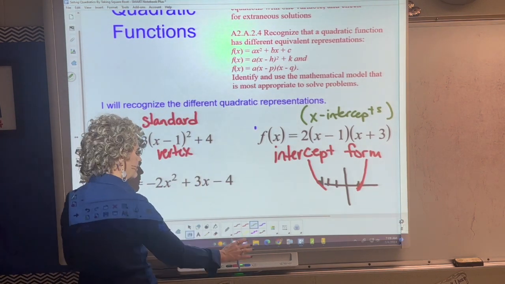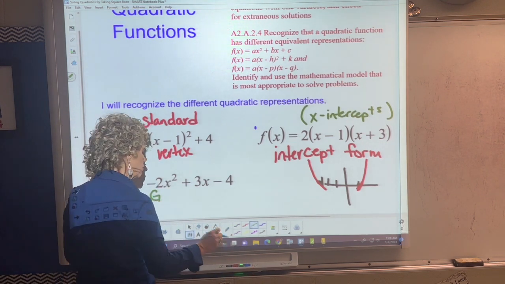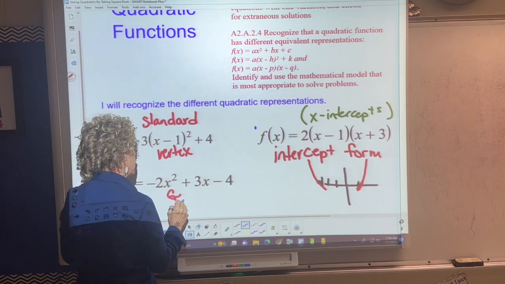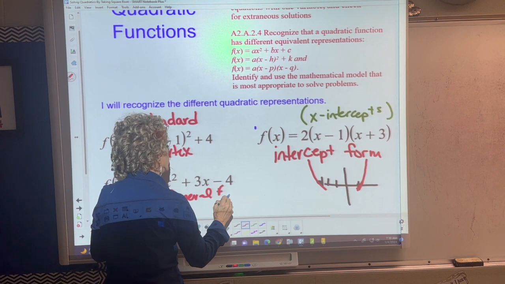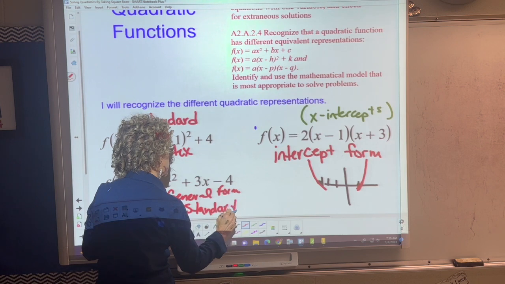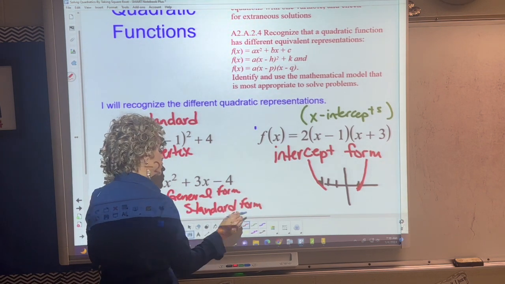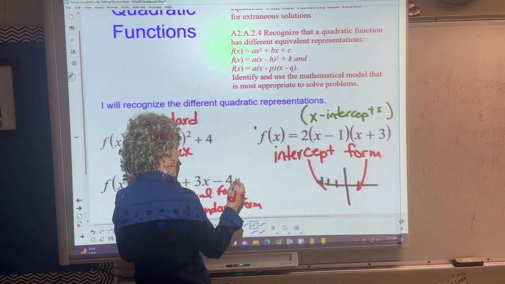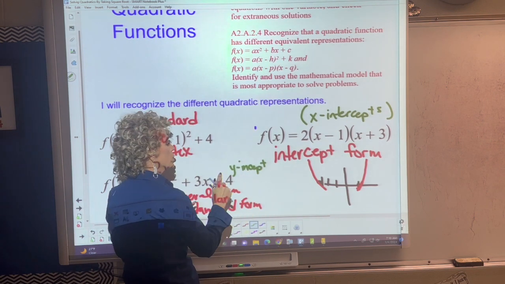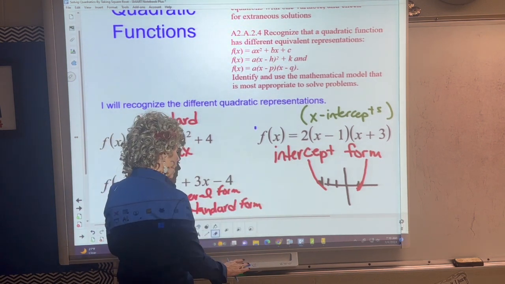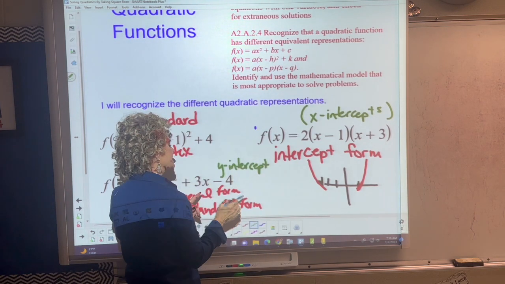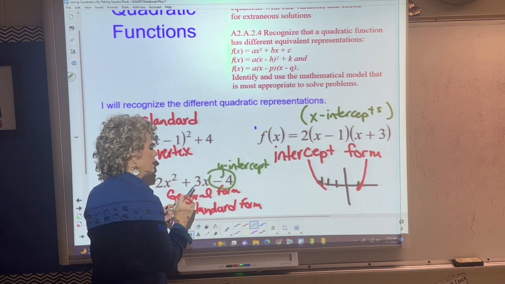Last but not least, we have this form right here. This is called general form. Let me put it in red. Okay, this is called general form, and it's also referred to as standard form. The beautiful thing about standard form is it tells you where it crosses the y-axis, okay? It's going to tell you your y-intercept. Your y-intercept is where it crosses the y-axis, and it is this lone number all by itself.